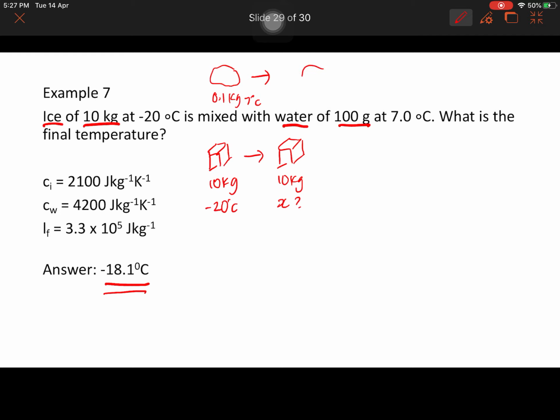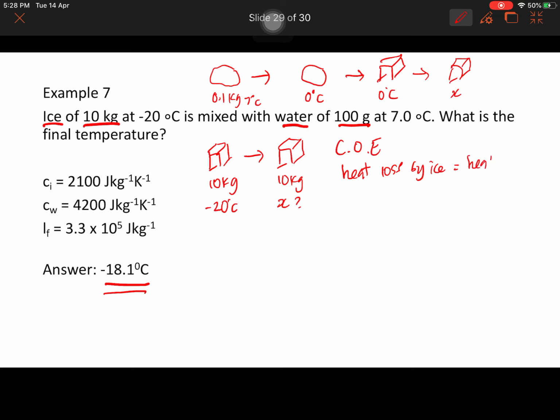For your water, you have 0.1 kg of water at 7 degrees Celsius. What's the first change that's going to happen? That's right, change in temperature. So it's going to change to 0 degrees Celsius. After changing temperature, then it can change in state to 0 degrees Celsius of solid. Then it's going to reach a certain temperature X, which I don't know what it is. What's happening to our water? Is it gaining heat or is it losing heat? It's losing heat, right? What about ice? Is it gaining or losing heat? It's gaining heat. So by conservation of energy, heat loss by water is equal to heat gain by ice.